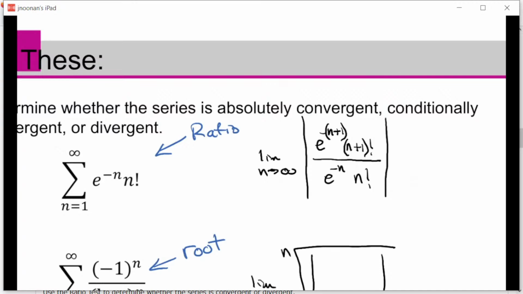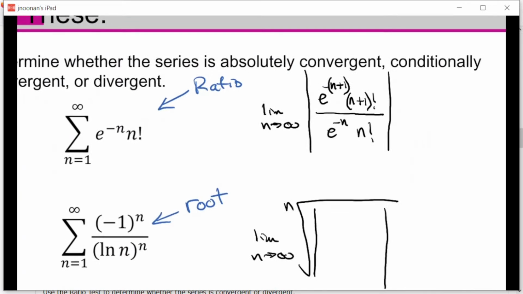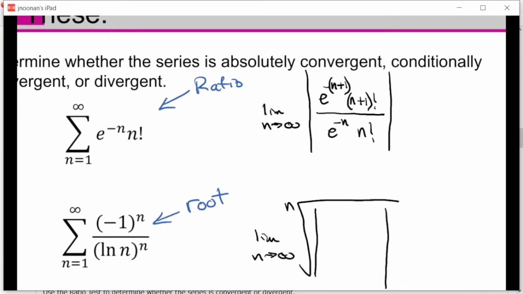Can you scroll down to the second? Yes. Scroll.